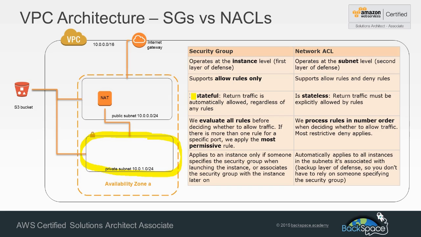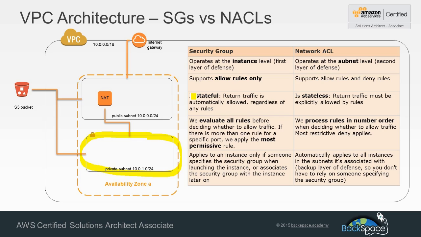In contrast, we have a network ACL that is stateless, okay? So return traffic must be explicitly allowed by the rules. It doesn't just automatically allow return traffic. So you need to have both inbound and outbound rules to allow that return traffic. In a security group, we evaluate all rules before deciding whether to allow that traffic. If there is more than one rule for a specific rule, we apply the most permissive rule, not the most restrictive rule. So if you have a CIDR block that is more broad, the more broad and more permissive rule will prevail.